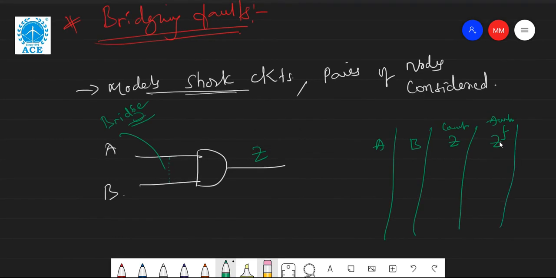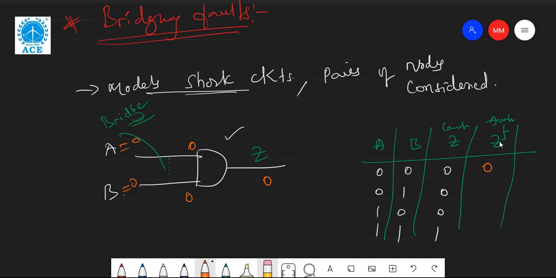As we remember, A B is 00, 01, 10, 11, and the correct output is 0 0 0 1. Now see here, in this case, what is the output? A is 0, B is 0, both are connected, so the output will be 0 0 0 0. Next is B equal to 1, A equal to 0 again. So this is 0, this is 1.